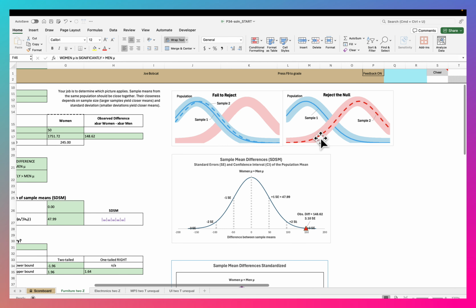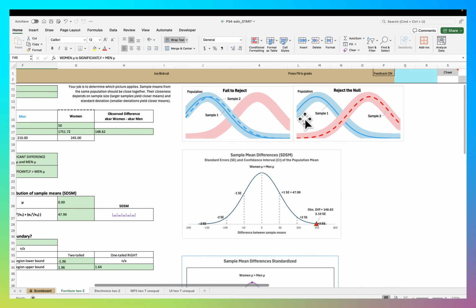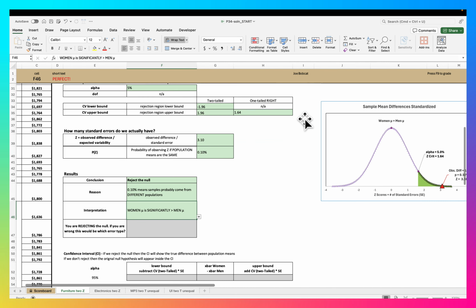So going all the way back to this picture, we're effectively saying this is the true picture, that from different populations, and the population for women is greater than, further to the right, than for men. So you're rejecting the null. If you're wrong, what would this be, which error type? Here you just have to memorize these. So this is a type 1 error, which is you reject the null hypothesis when it's actually true. So, like I said, maybe it could have happened, but we're willing to live with that.